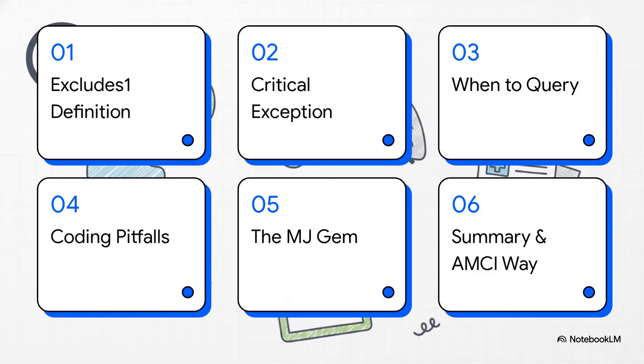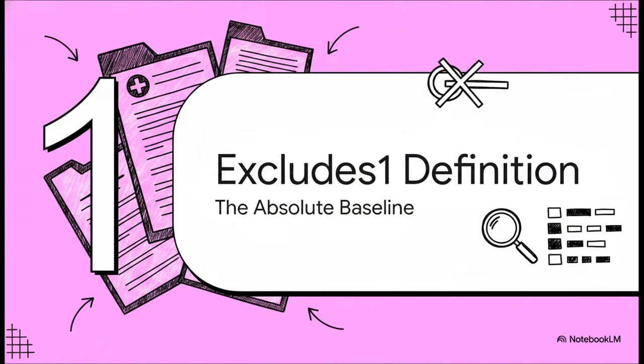Here is our quick roadmap for today. We'll start with number 1, the Excludes definition. Then move to 2, the critical exception. After that is 3, when to query, 4, common coding pitfalls, 5, the MJ-GEM, and finally 6, the summary and the AMCI way. All right, let's jump right into section 1, the Excludes definition.